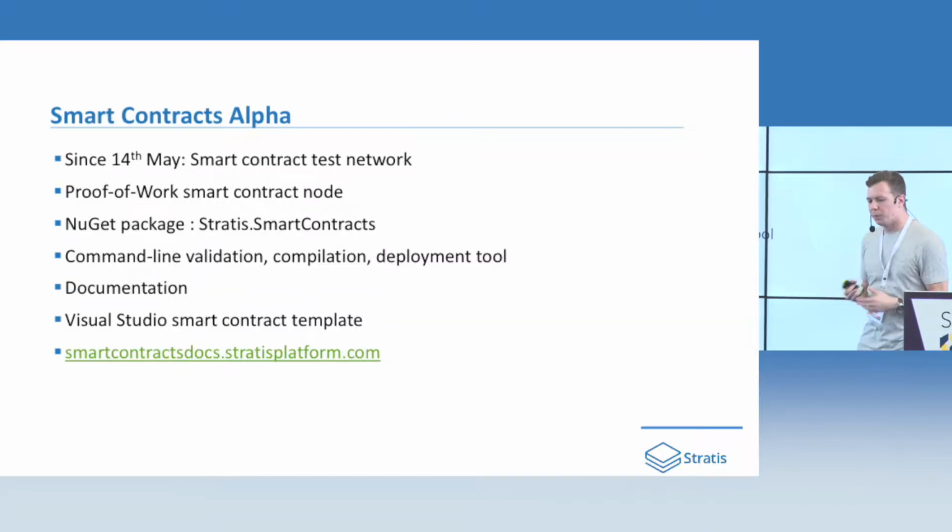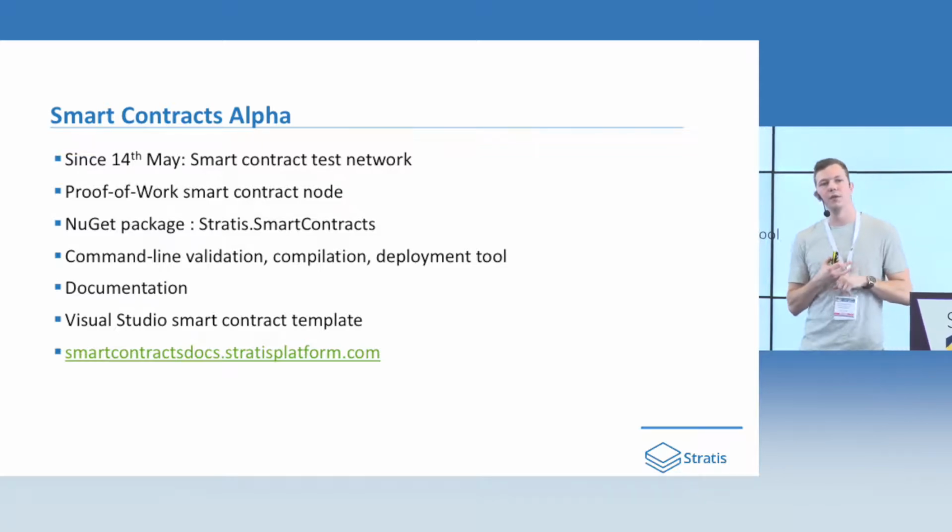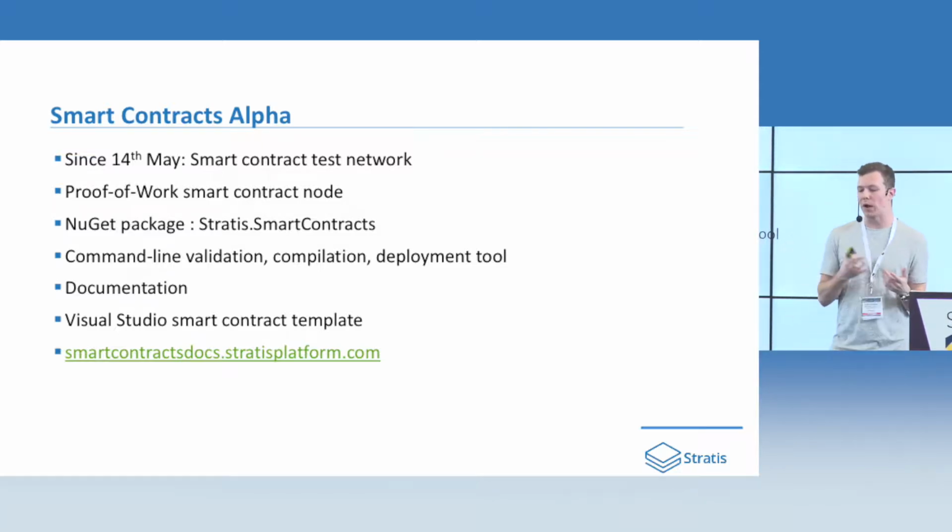So obviously those were the kind of problems we had to solve, but this got us to a point where we were able to release our smart contracts alpha on the 14th of May. So we released a bunch of things around this time. Firstly, a proof of work smart contract node, a NuGet package, Stratis.SmartContracts.